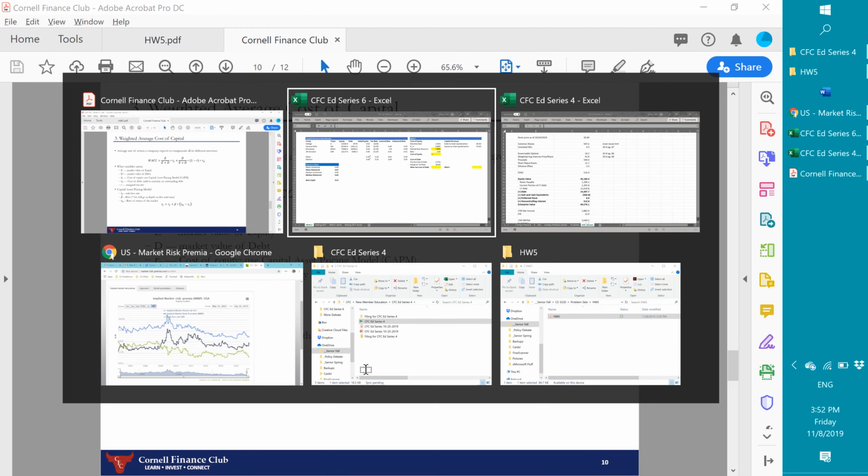Right, so it's risk-free rate plus beta times market risk premium. So this is equal to risk-free rate.